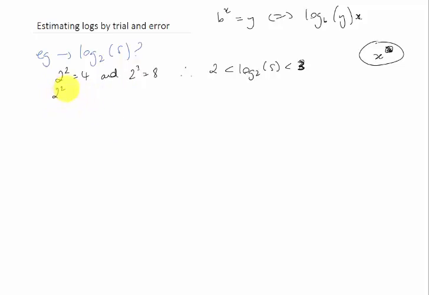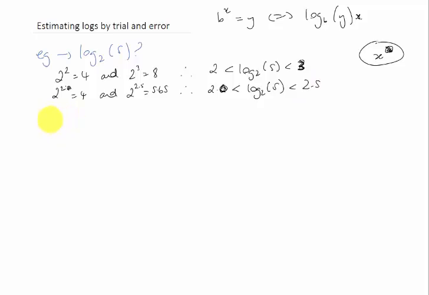So now we're going to go on to the next decimal place. We know that 2 to the power 2.0 is 4, and I look up on my calculator by using this button that 2 to the power 2.5 is 5.65. So therefore, we can narrow it down a bit further. The logarithm in base 2 of 5 is in between 2.0 and 2.5.